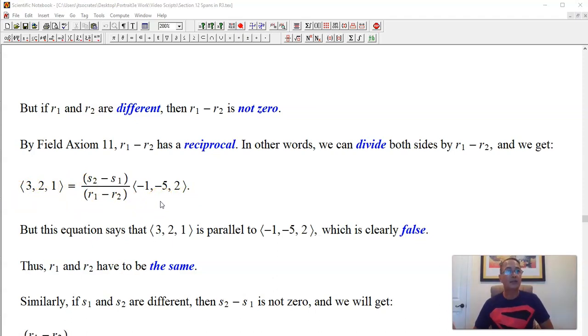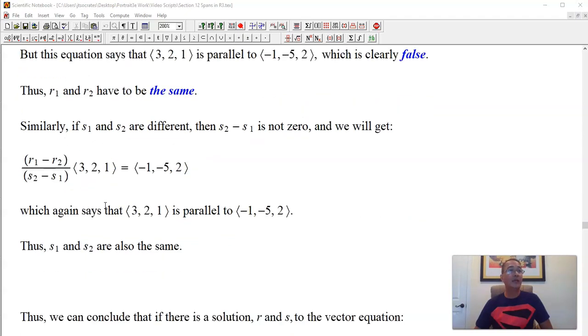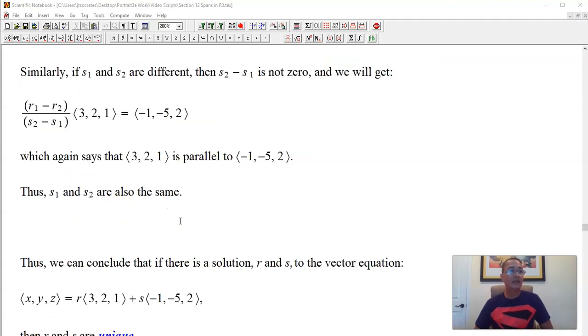Okay? But we said that when a vector is a multiple of another vector, that's how we define parallel vectors. So this tells us that this vector is parallel to this vector, but we saw from the picture they're obviously not parallel to each other. How can you possibly get this vector as a multiple of this vector or vice versa? That's not going to happen. So r1 and r2 have to be the same. And what else is going to happen? Well, this time if s1 and s2 are different, we can divide both sides by s2 minus s1. So again, we get that the two vectors are parallel, which again, that's not true.